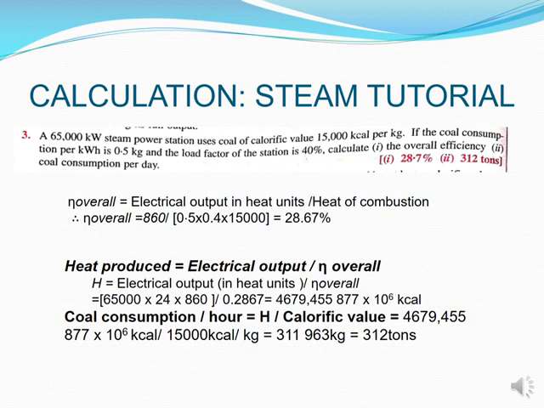Then my coal consumption per day is going to be the heat produced that we just calculated, divided by my calorific value. And remember, my calorific value in this case is the 15,000 kilocalories per kg. So I take the value that I just received and I divide it by the 15,000, and that will give me 311,963 kgs, which if I divide by 1,000, I get it to be equal to 312 tons.